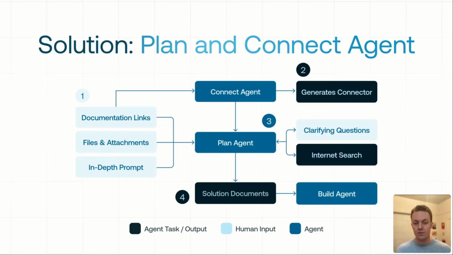It's also pushing this off to the connect agent, and the connect agent is beginning to generate the connector. So this is the process we walked through before. It will spin up into the system, turn the API into a connector, and then co-request to configure any custom fields or custom objects. Then finally, and we'll get to this in a minute, the plan agent is going to produce the solution document, and that solution document is going to run the build agent.